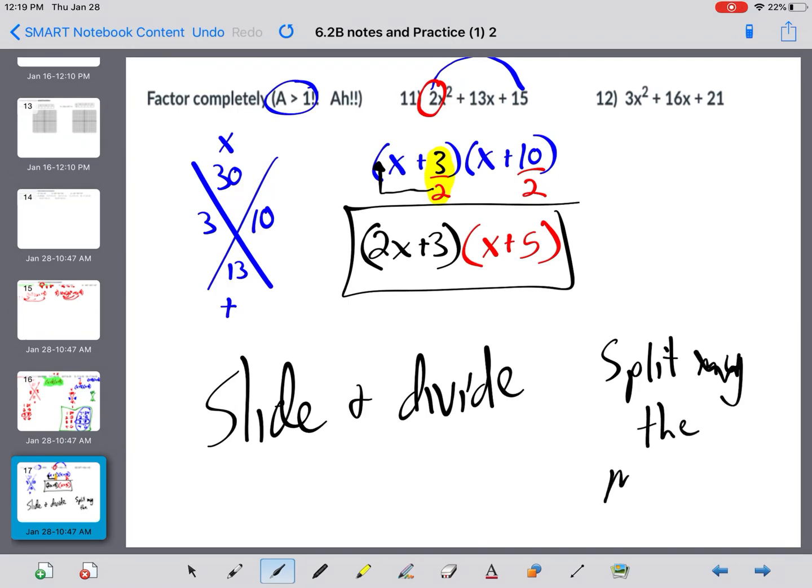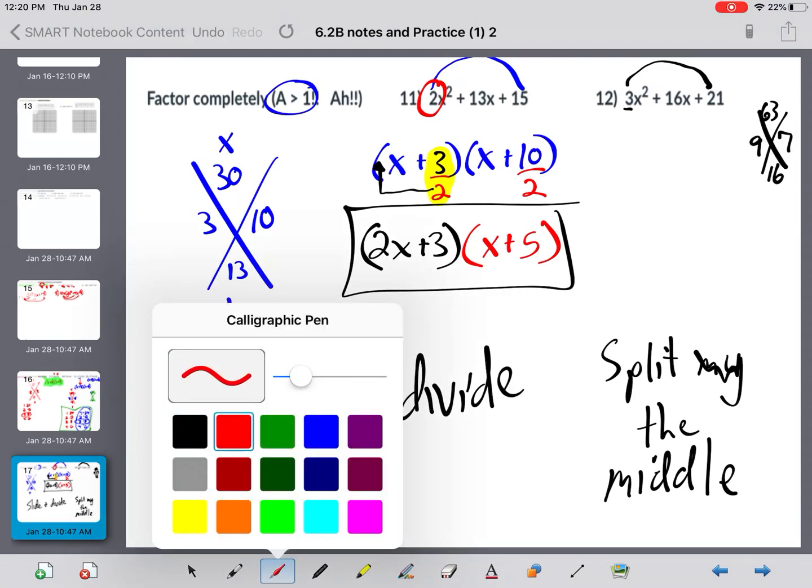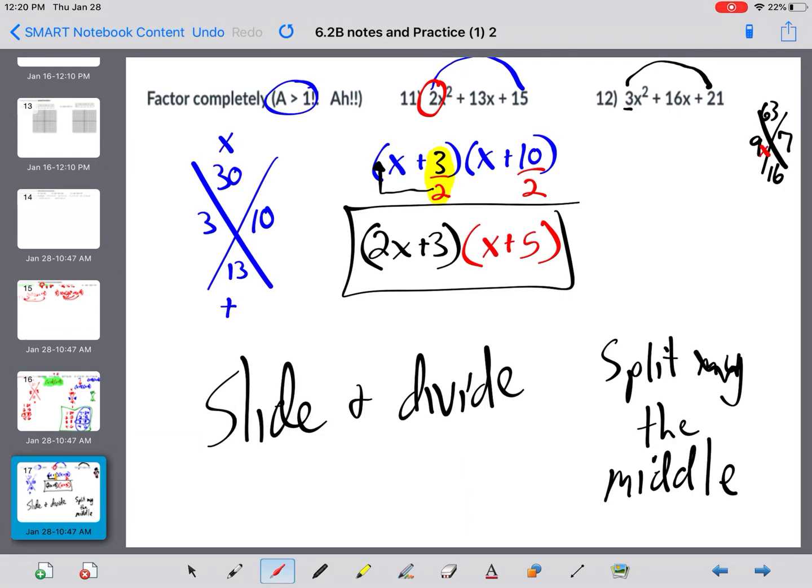Split the middle method. So here, you're going to still start it out the same way. There is no GCF. I'm stuck with that 3 out in front, so you multiply it with the constant at the end. 3 times 21 is 63. And then you're going to look for numbers that add to 16. And 9 and 7 are the pair that do that. But here's the difference. We're going to split the middle.